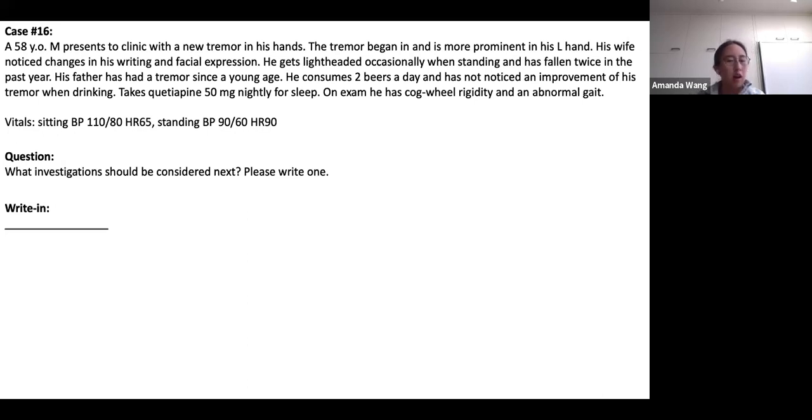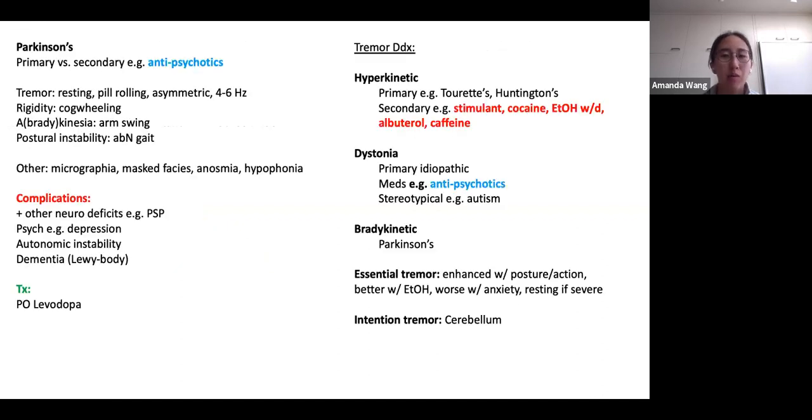Okay, case number 16. A guy presents with what sounds like Parkinson's symptoms, right? He's got a tremor in that left hand, changes to his writing, so micrographia, facial expression, masked faces. You get that orthostatic hypotension with the lightheadedness and the falling, family history of the tremor, and the beer that does not improve his tremor, makes you think less likely of an essential tremor. He takes ketamine at night, and then obviously the big ones, cogwheeling rigidity and abnormal gait, part of your TRAP mnemonic for Parkinson's. And what investigations would you order next? For Parkinson's, it's a clinical diagnosis. So the answer is none. And the autofill is CT head because we don't want you over imaging.